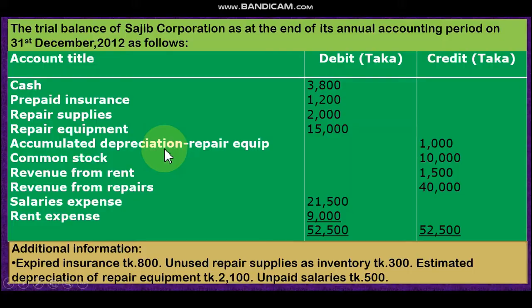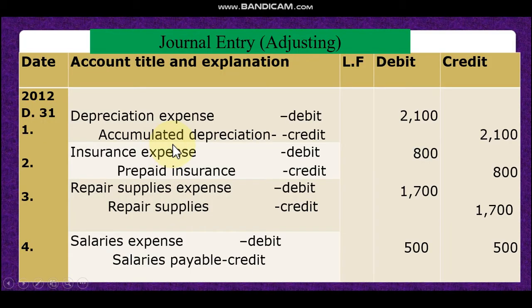Let's see the adjustment. Look at depreciation, it is debit, so in the adjustment column we will write it on the debit side. Accumulated depreciation is credit, so it will be on the credit side. Then insurance expenses is debit, so prepaid insurance will be on the credit side. Repair supplies expenses is debit, and repair supplies will be on the credit side. Then salary expenses is debit, and salary payable is credit.